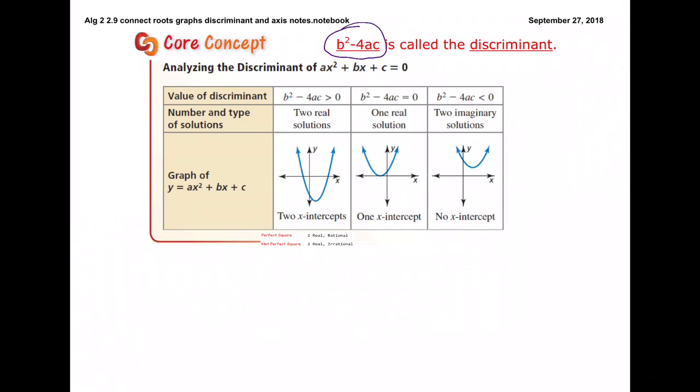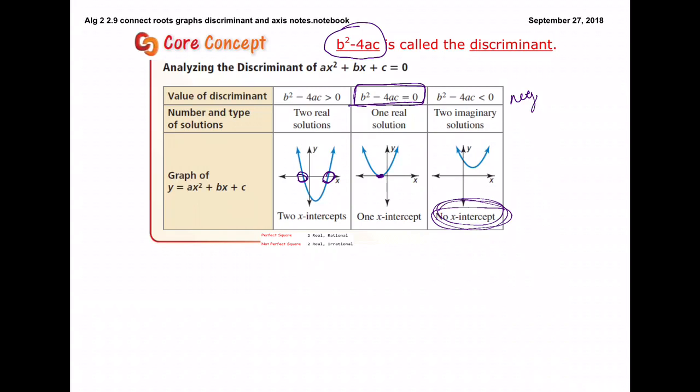If the discriminant is greater than 0, we are going to have two real solutions, meaning it is going to cross our x-axis in two places. If the discriminant b squared minus 4ac is equal to 0, we are only going to have one real solution, meaning that our vertex is on our x-axis. If b squared minus 4ac is less than 0, so it is a negative number, we are going to have two imaginary solutions, which means it is not going to cross our x-axis, so we will have no x-intercepts.